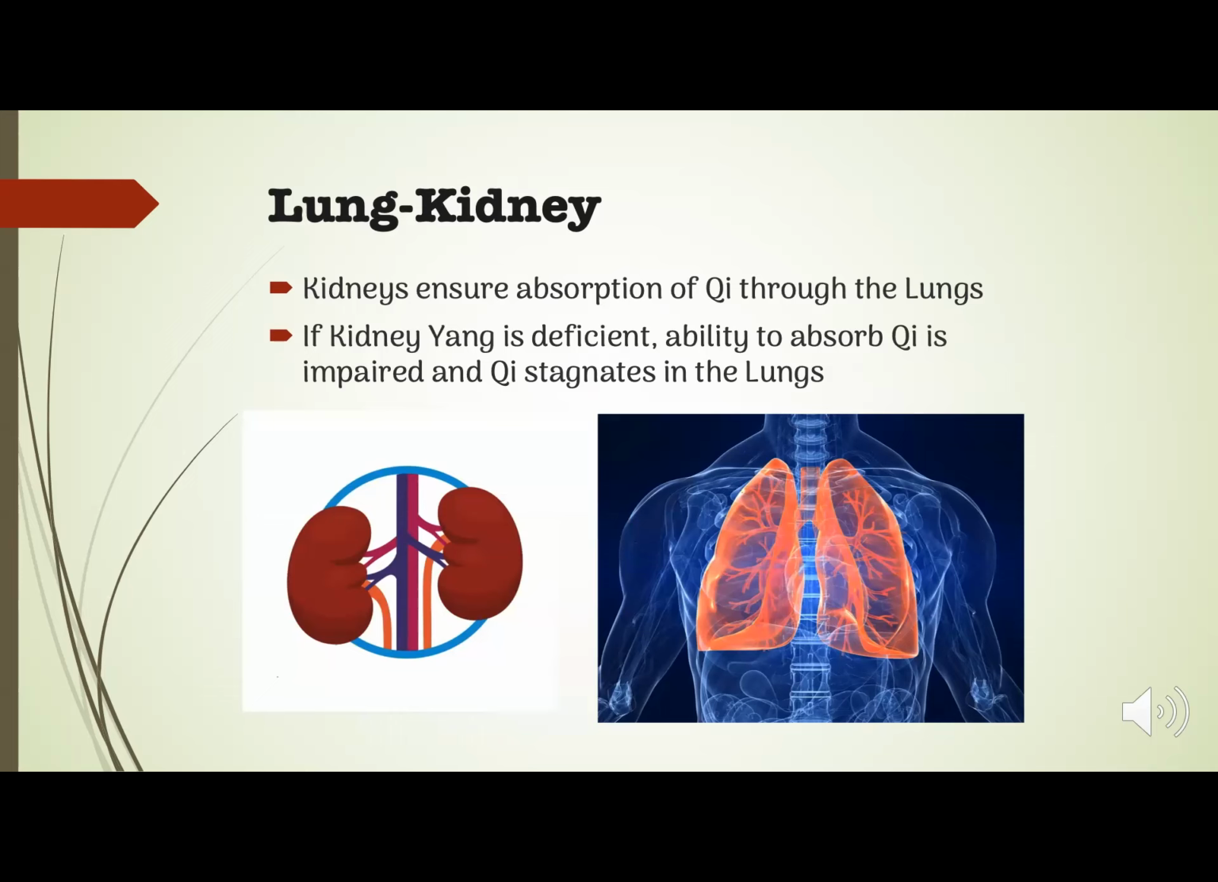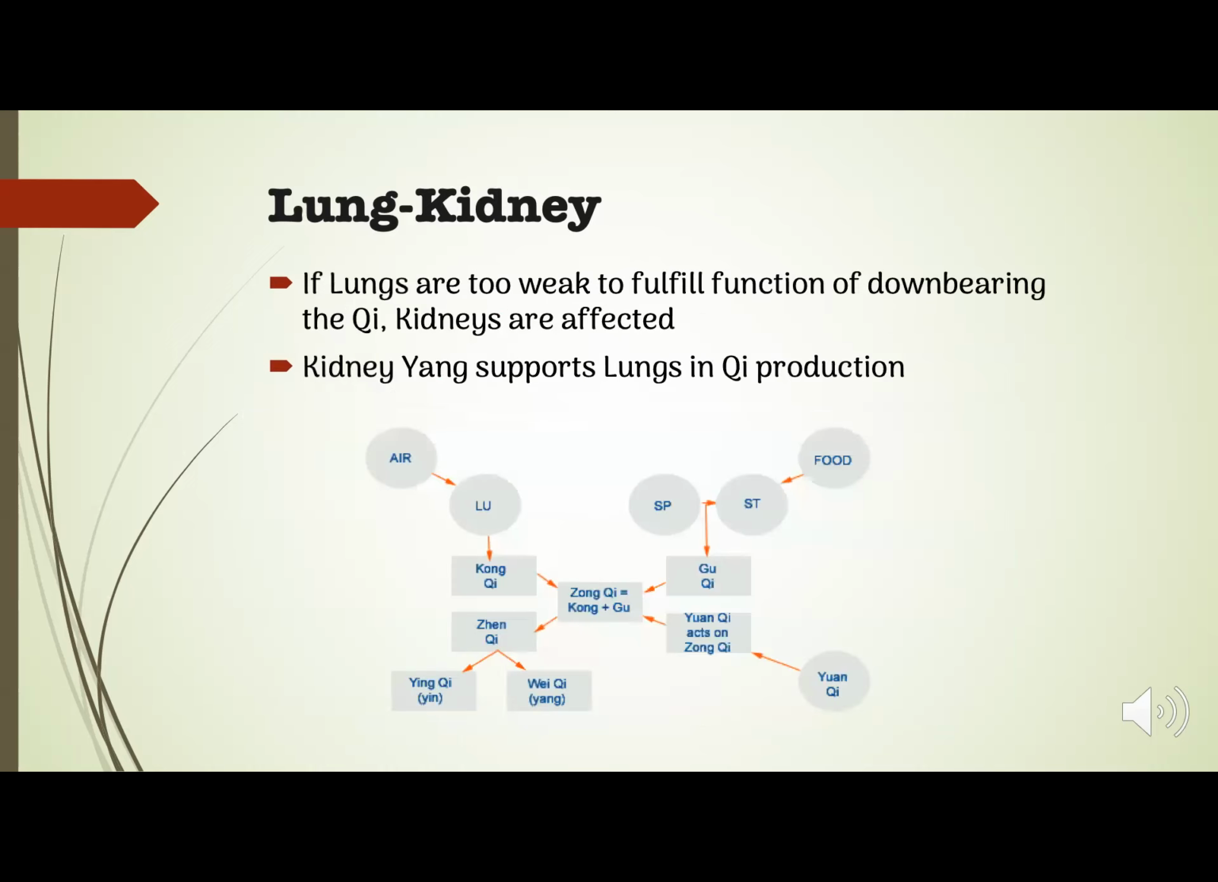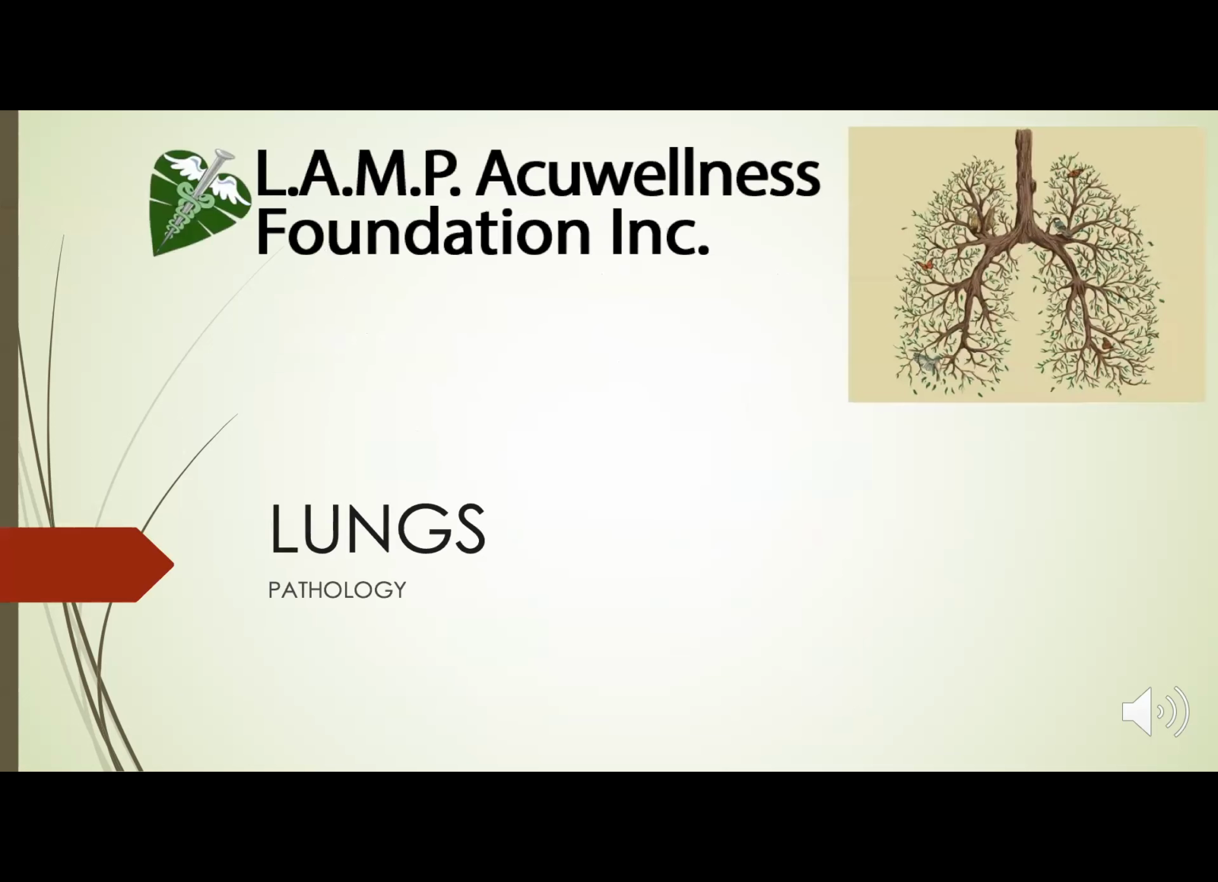Thus, if kidney yang is deficient, the ability to absorb qi is impaired and qi stagnates in the lungs. If lungs are too weak to fulfill its function of down-bearing the qi, kidneys are affected. Thus, kidney yang supports the lungs in the qi production. We have discussed this earlier.